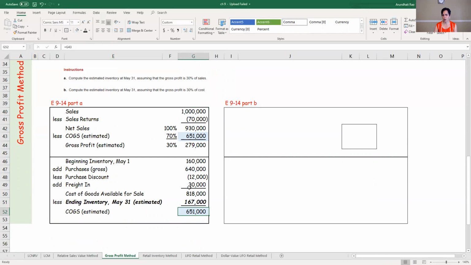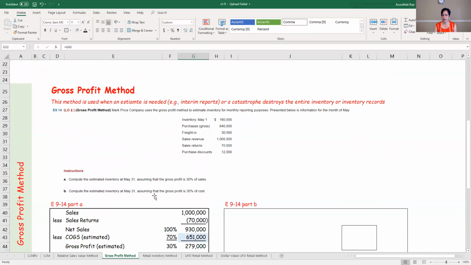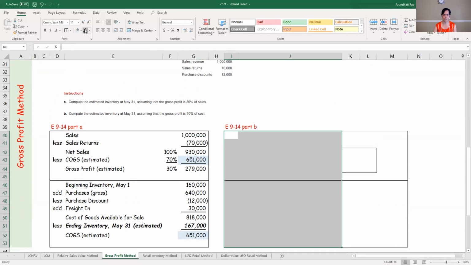Again, these numbers were all given to me. So this number is an estimate, based on which I have the estimated ending inventory at $167,000. Now, how would this be different if I'm saying that my gross profit is 30% on cost? So what stays the same? Let's look at information that stays the same and information that is going to be different.